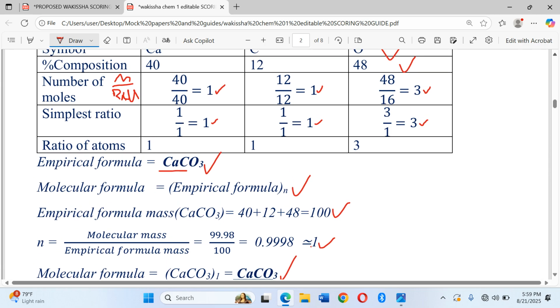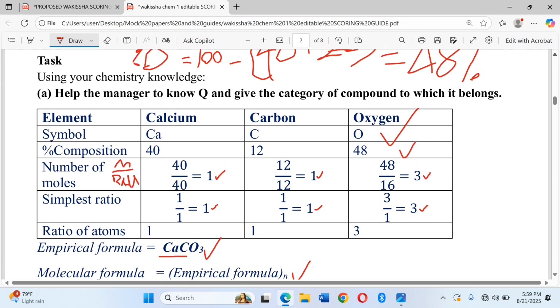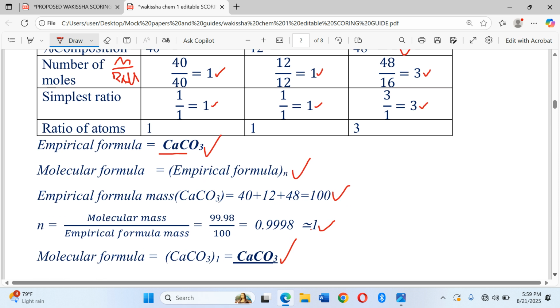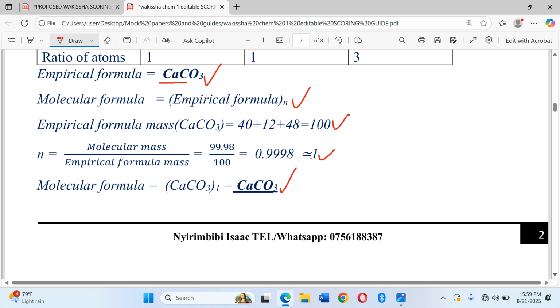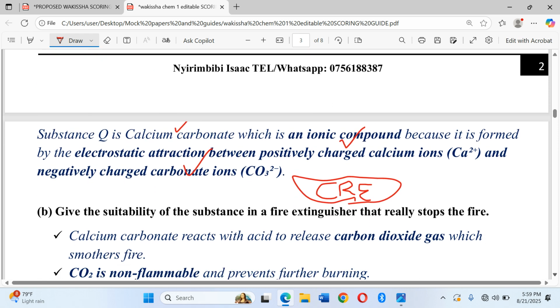Let me go back and we see what I was saying. They're saying that help the manager to know Q. Have you helped the manager to know Q? Yes. And give the category of the compound to which it belongs. So I believe we have been able to respond to that task very well. Let's look at part B.